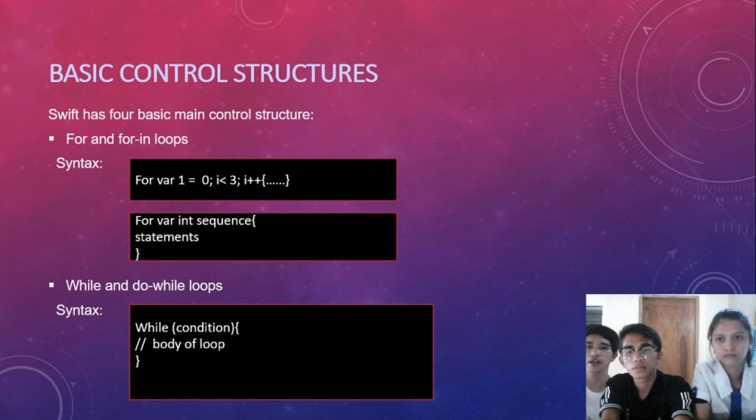So for and for-in loops, here is the syntax: for var i = 0; i < 3; i++, then the for loop body statements. So while and do-while loops, here is the syntax: while the conditional statement, and then the body of the loop.